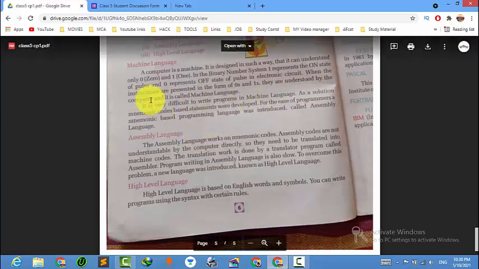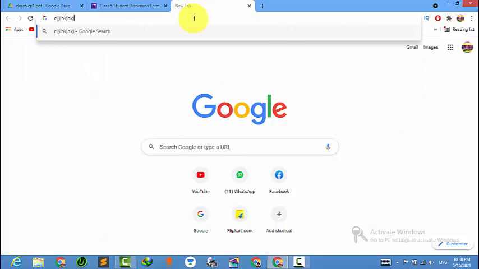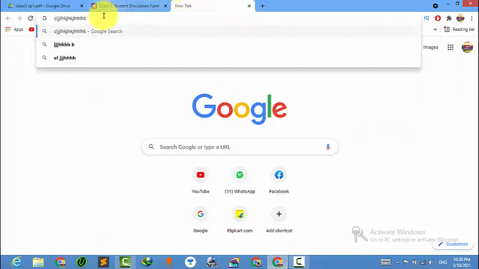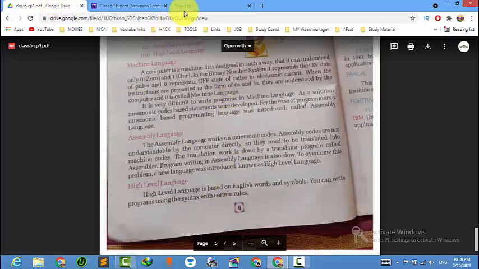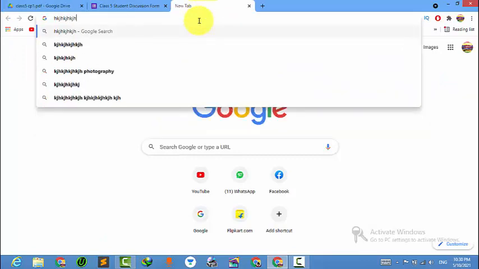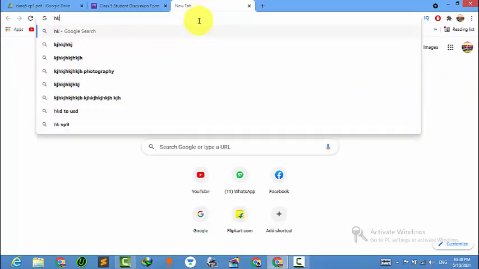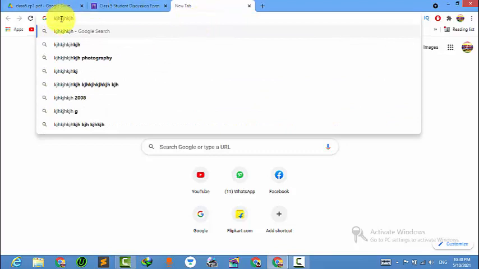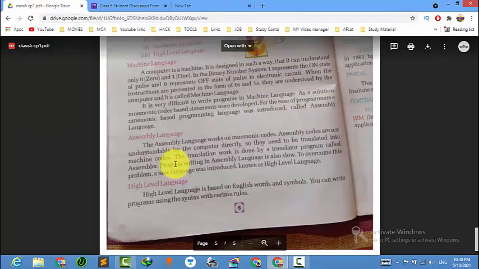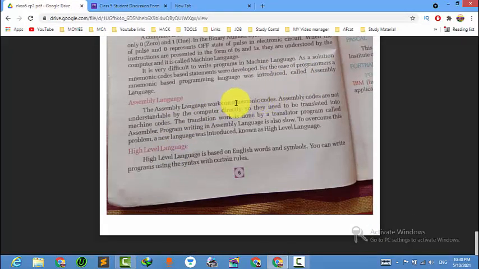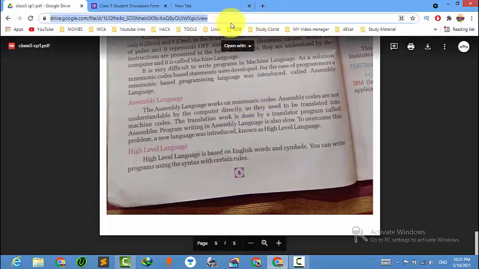Then it is very difficult to write in that. Suppose we want to write some kind of alphabet, we cannot write it directly, right? We don't know what the computer understands, so we use some kind of software to convert this normal language to computer understandable language. So this is called assembly language. What is assembly language? It works on mnemonic codes. Mnemonic codes are normal codes, but afterwards understandable by the computer.